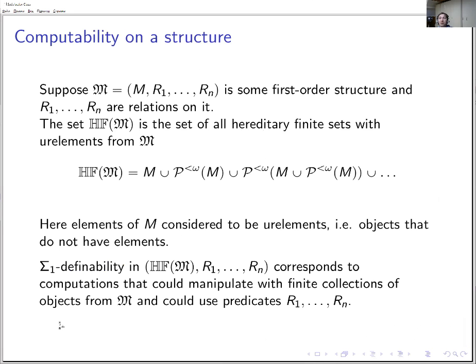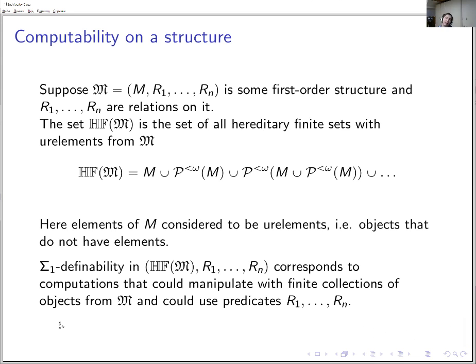Now let's go to some generalization of computability theory by the same approach. Rather than considering HF, let us consider HF of M, where M is some first order model. So what's going on here? Now what we want to do is to define computability over a structure. The basic premise is something like this.